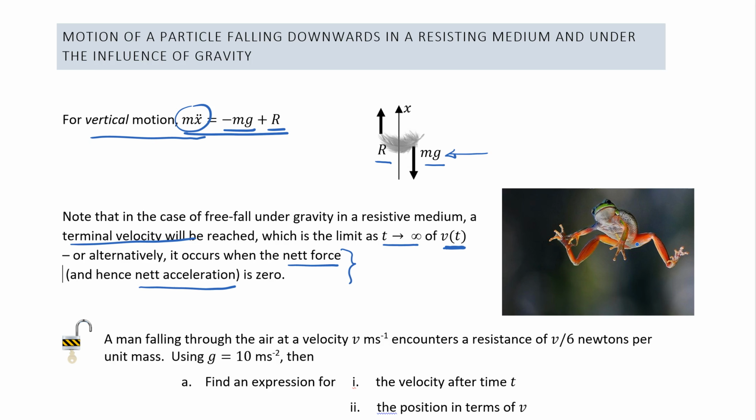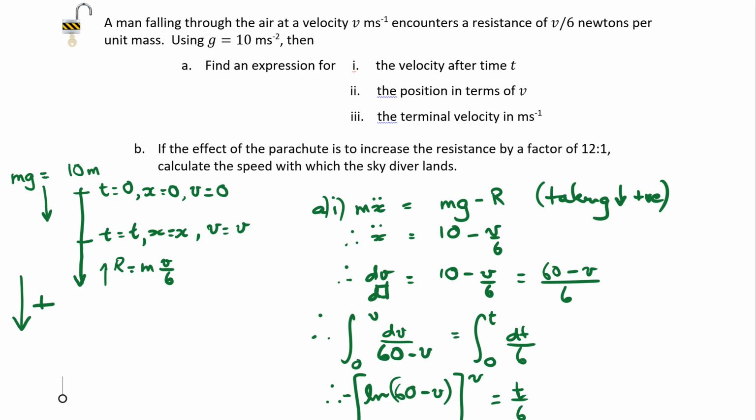So let's have a look at some examples. As always, it's getting the signs right and the setup correct to give you a chance of doing your maths correctly. If we're falling through the air at a velocity v, which by implication means they're taking downwards as positive, we encounter a resistance of v on 6 newtons per unit mass. The per unit mass implies that v on 6 is the acceleration or retardation. Using g equals 10, then do these things.